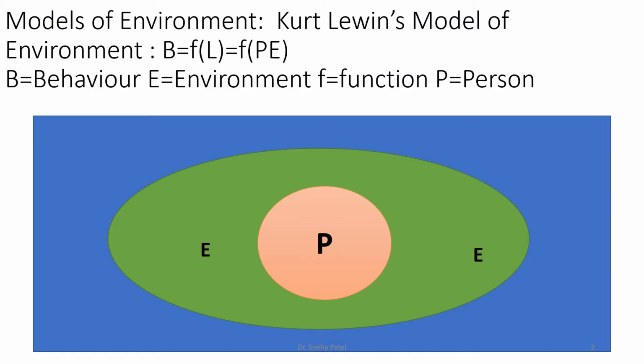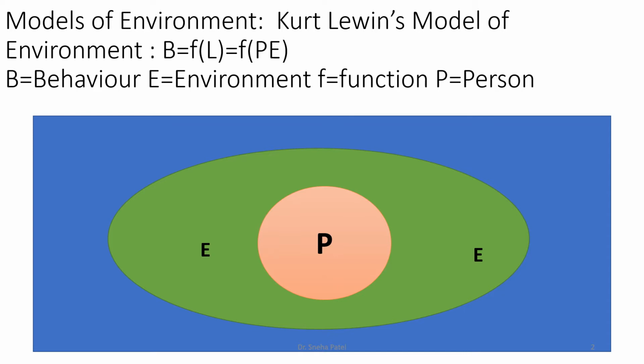This diagram is given in your textbook. This is the model given by Kurt Lewin, Kurt Lewin's model of environment. He has given the formula B = F(L) = F(P, E). L means life space, B is behavior, E means environment, F is the function, and P is the person. Here, the person is surrounded by his or her environment.